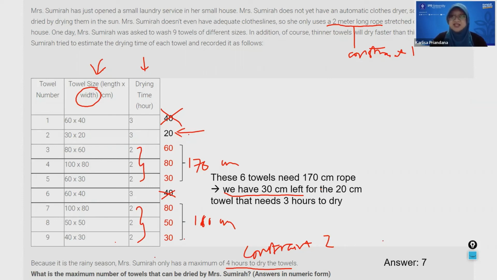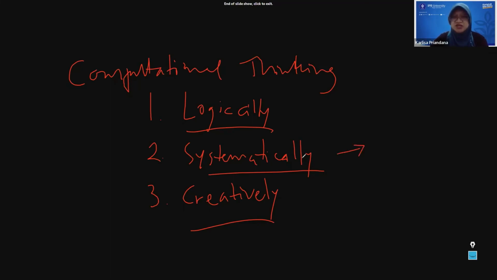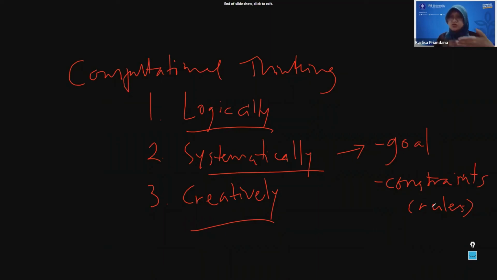Again, this is a course on computational thinking. So you need to be able to think logically, creatively, systematically in solving any problem. What I mean by systematically is, first, you define the goal in any problem, and then define the constraints. Because every problem will have at least one goal, or more than one goal, and it will also have constraints. Constraints include rules as well, for example rules of the games. So you need to define these goals, constraints, and rules of the games, and then think logically and creatively to define how to solve the problem systematically.